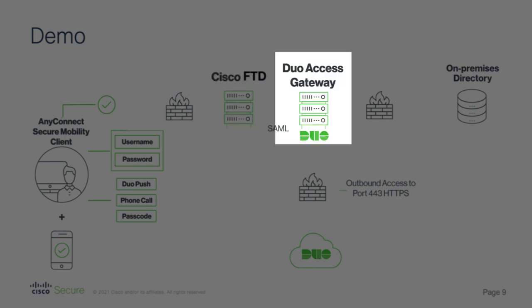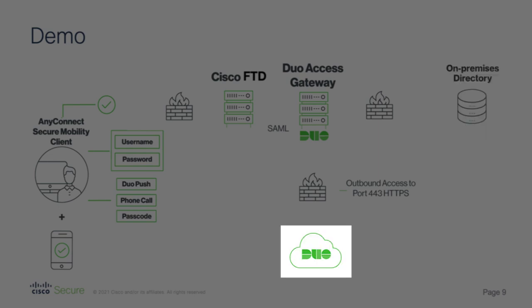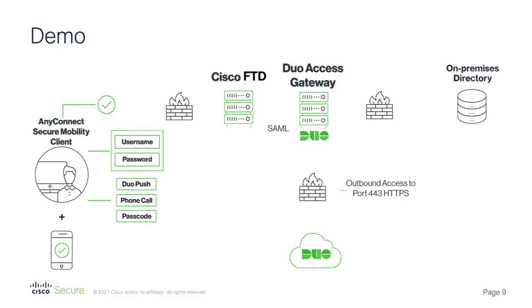Cisco Duo Access Gateway that acts as a SAML identity provider, an on-prem directory that holds the database of the remote access VPN users, and finally, Duo Cloud Service accessed via a Duo admin portal that is associated with our Cisco Secure Firewall and Duo Access Gateway.